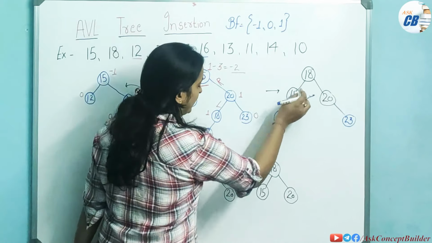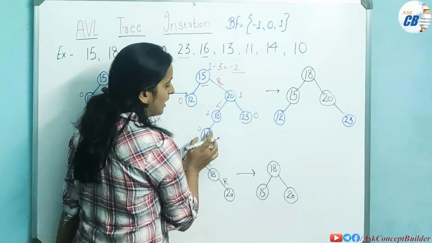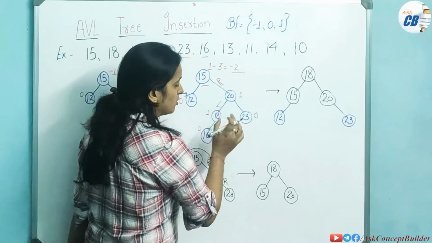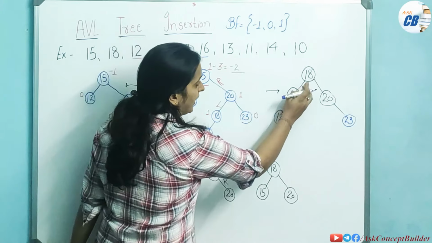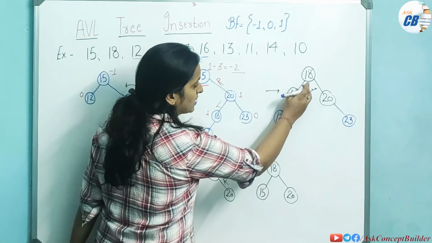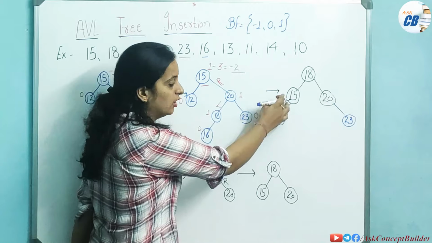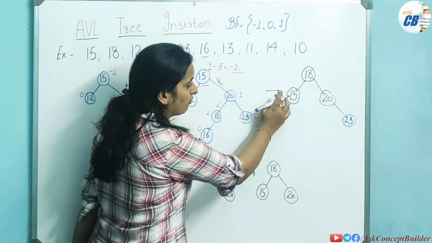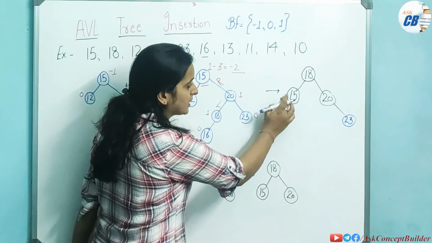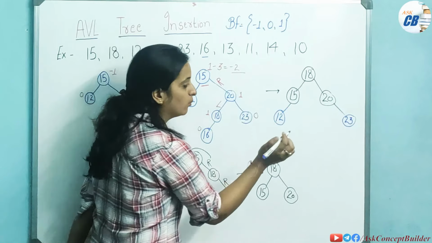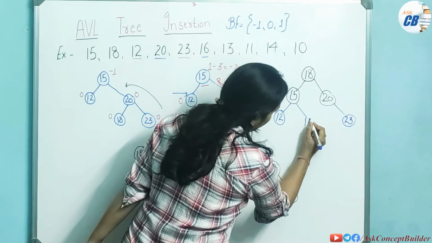So see, 16 is on the left of 18 because 16 is smaller than 18. Now see 18 here, so 16 will come on the left of 18, so it will come here. But here 15 is already there, so where will we insert it? Now we will check for this. 16 is greater than 15, so it will come to the right of 15.